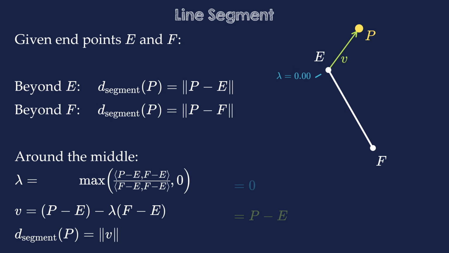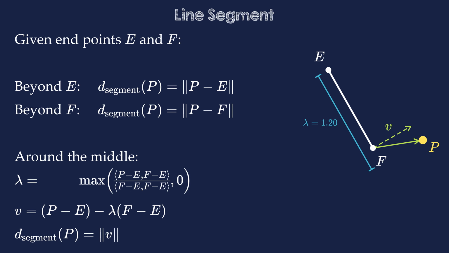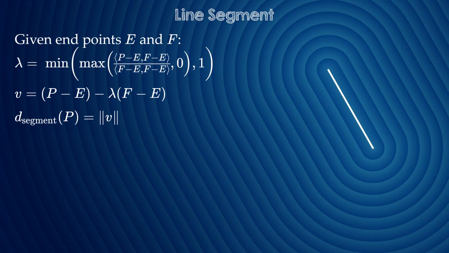If the fraction is bigger than 1, we are beyond F, and we would like v to be exactly P minus F, which we get if lambda is exactly 1. Similarly to before, we can achieve this by taking the minimum of our value and 1. This way, the resulting vector v will always give the distance no matter in which case we are. And we get a relatively simple formula for the SDF of a line segment.